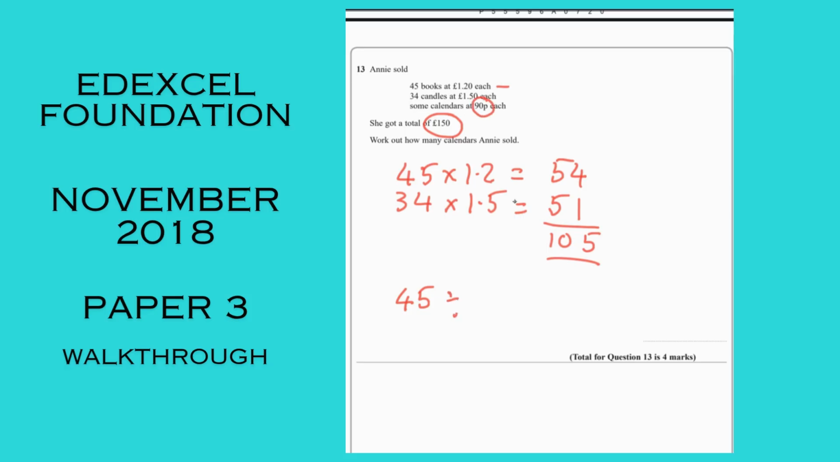I'm going to do a divide, but don't forget pence, pounds. So we'll divide by 0.9. So she sold 50 calendars.